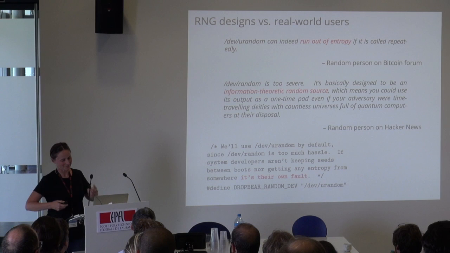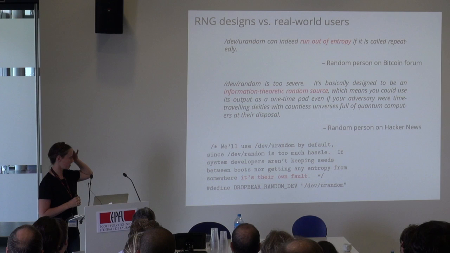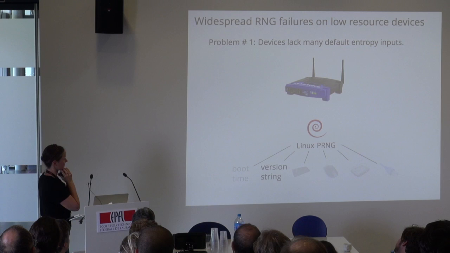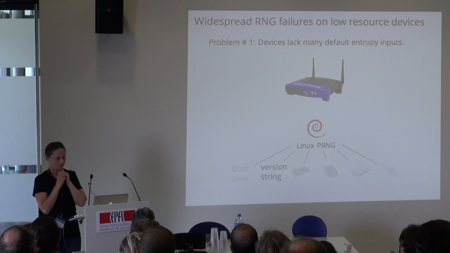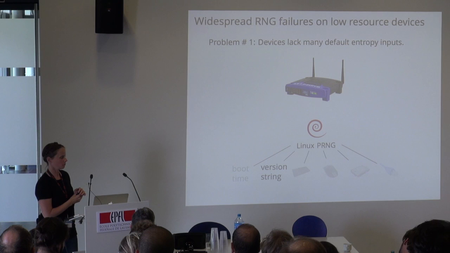So, yeah, these are the kind of strange beliefs that developers have, kind of passing the buck on whose responsibility it is to seed the random number generator. Okay, so there's a looming disaster here. I've mentioned we're going to focus on low resource devices. So think about your Wi-Fi router in 2012 or 2001. It's a fine little Wi-Fi router, but it doesn't have a lot of the inputs that Linux was assuming were present as entropy sources.